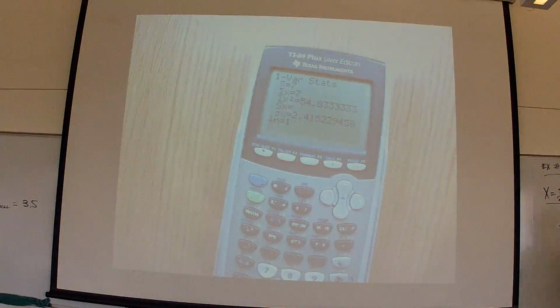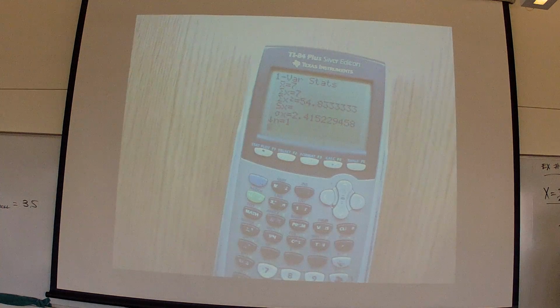Now, one note, TI note. It says X bar up there at the top. The TI will always call these things X bars. Your job is to know that this is mu. And Cassie has answered how to recognize that this is mu. What don't you see up there, friends? Which standard deviation?